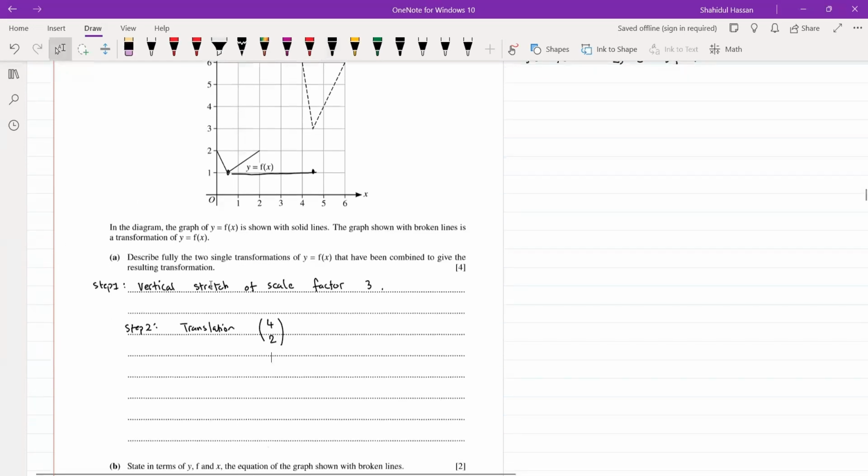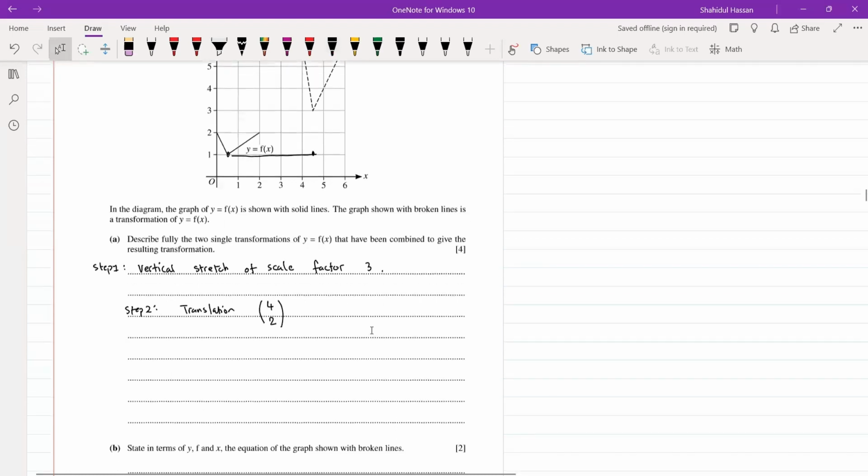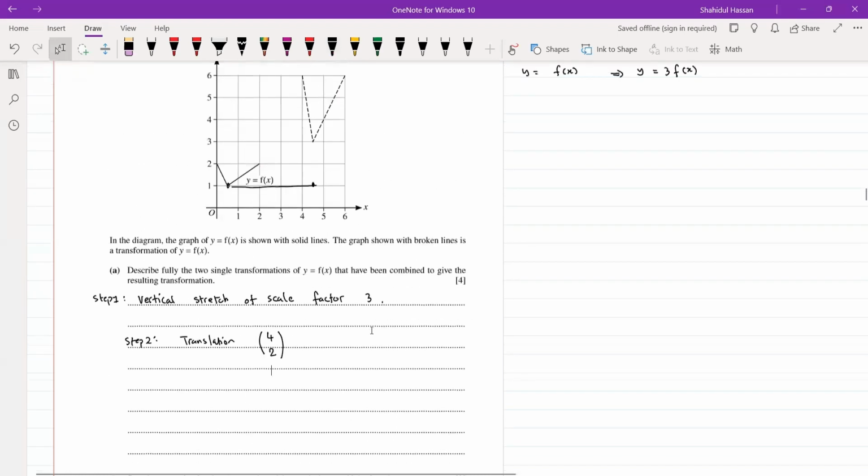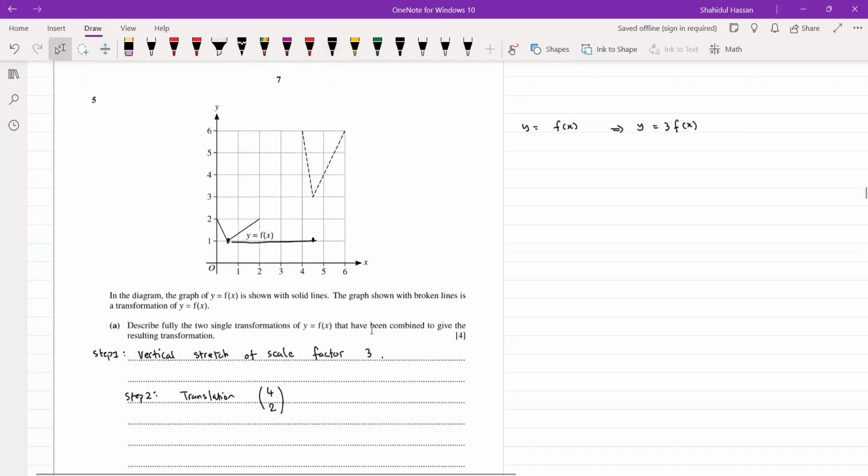So step 1, vertical stretch of scale factor 3. Step 2, translation 4 2. You can go the other way around. Can you follow what I'm trying to say, students? Yes, sir. Okay.